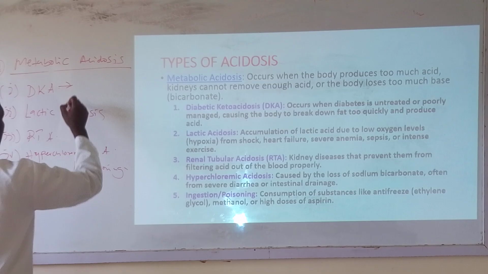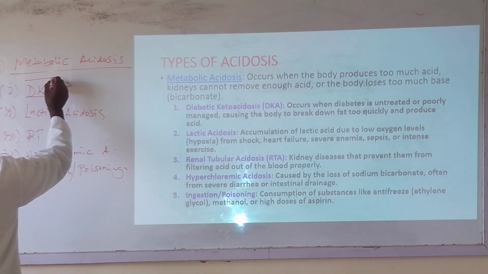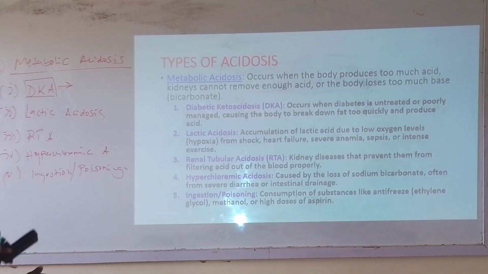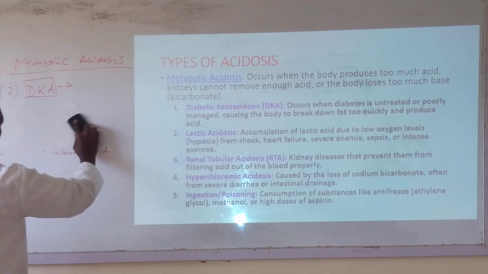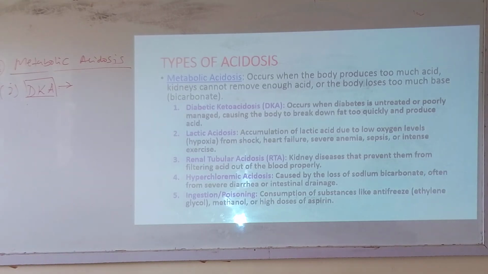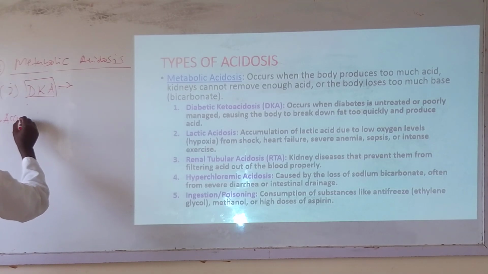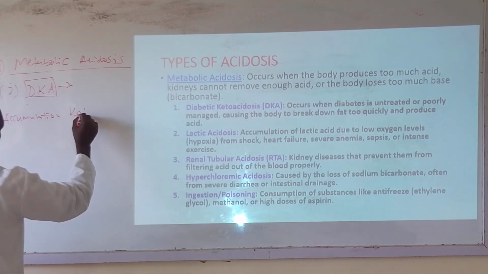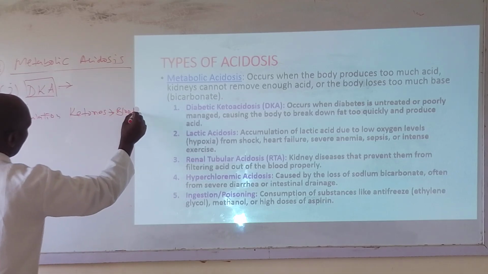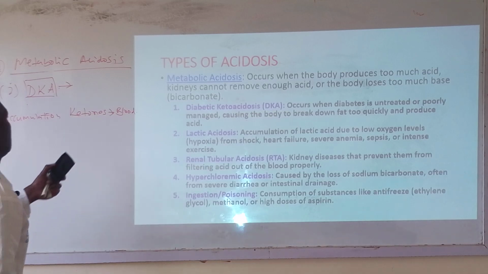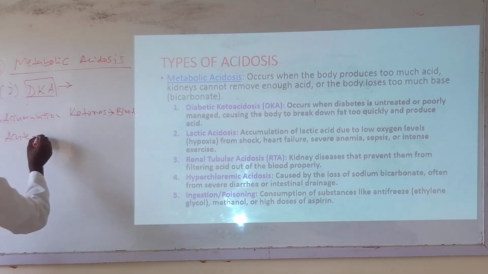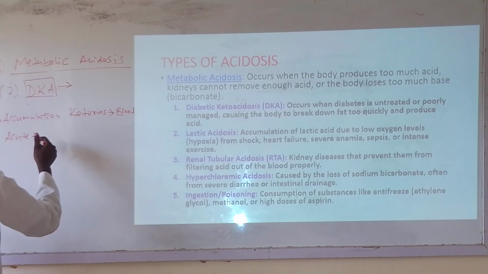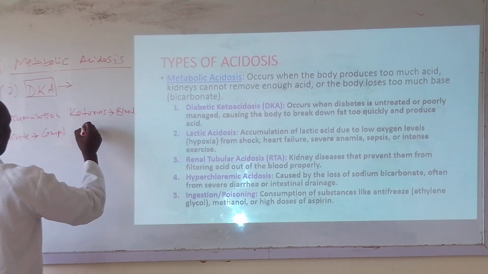DKA, this one is very common, and this one is a result of lack or reduced insulin, and therefore it means there is very limited uptake of glucose into tissues. Let me just delete this one so that we can talk something about DKA. When we talk of DKA, we are just talking of accumulation of ketones in the blood. And how does accumulation of ketones come about in DKA? DKA, number one, is one of the acute complications of diabetes.